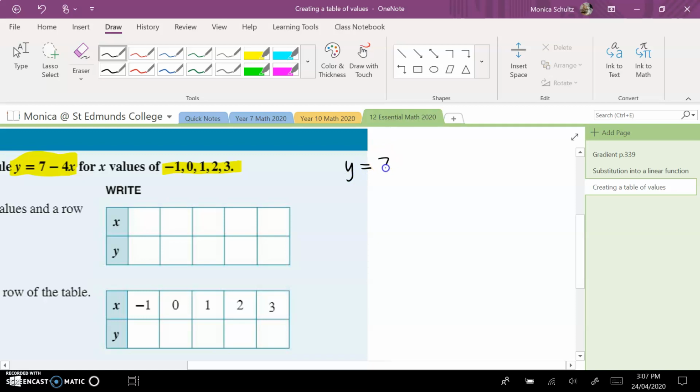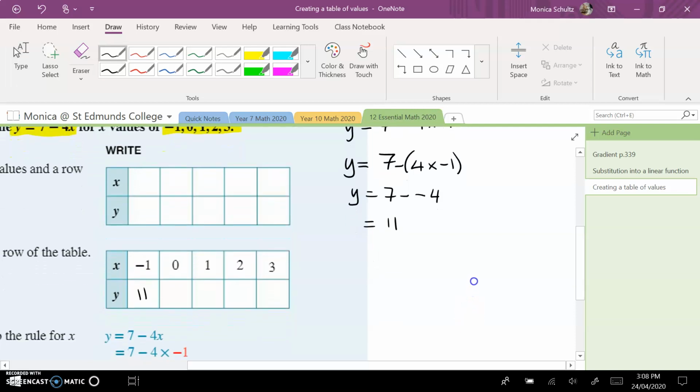So for y is equal to 7 minus 4, and then I've got times -1. So my first one is -1 is my x value, so my y is going to equal 7, and I do my times tables first. Remember guys, BOMDAS. So I've got 4 times -1, and my 4 times -1 is going to give me -4. So now I have 7 minus -4, which is going to give me 11, because two negatives are going to turn into a positive. So now I can just chuck my 11 into my table.